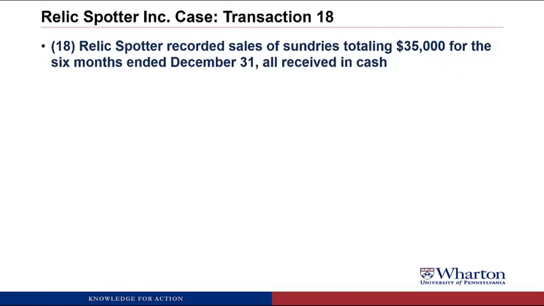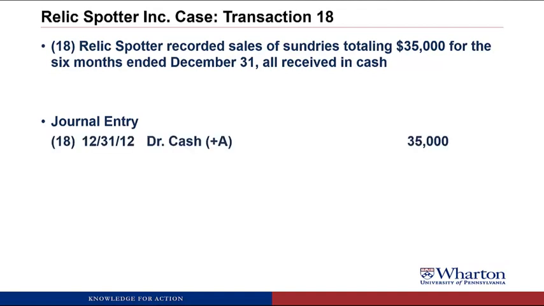Transaction 18. Relic Spotter recorded sales of sundries totaling $35,000 for the 6 months ended December 31, all received in cash. The journal entry here is very straightforward. We're receiving $35,000 of cash, so we debit cash $35,000 to make that asset go up. We've made a sale. We delivered sundries. We got cash. It meets both criteria. We get to record revenue. Revenue is a credit account, so we make revenue go up with a credit to sales for $35,000.